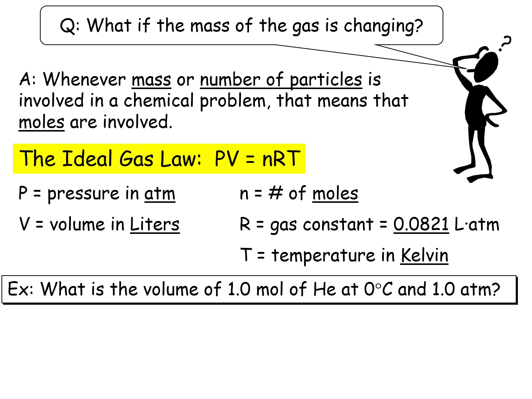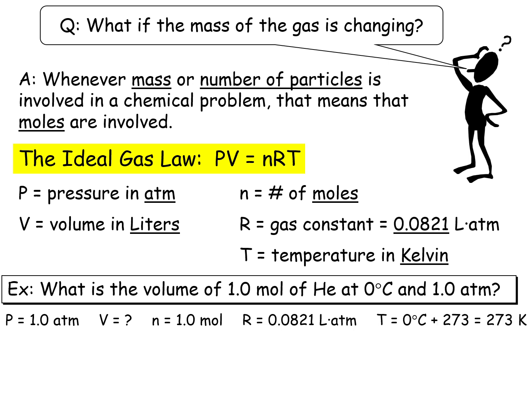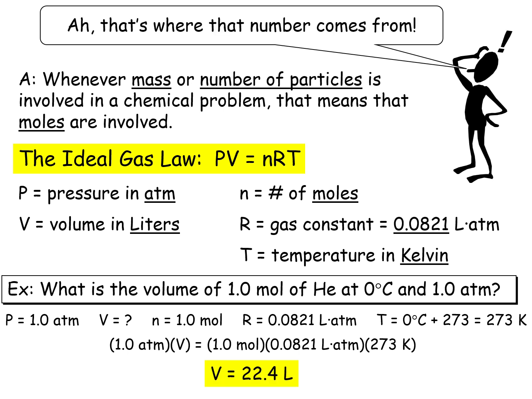So we want to know what's the volume of 1 mole of helium at 0 degrees Celsius and 1 atmosphere, which actually happens to be the standard temperature and pressure. So we write down what we know. And then we substitute in the numbers, solve for the volume, and we get that conversion factor from Mole Town.